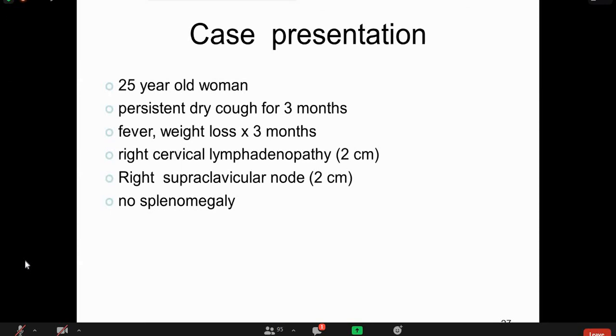Now let us focus on this young woman who is 25 years old, having persistent dry cough for 3 months, fever, weight loss for 3 months, right cervical lymphadenopathy. The greatest one is 2 centimeters enlarged, right supraclavicular lymphadenopathy. Again, the greatest one is 2 centimeters enlarged, no splenomegaly. So, what is coming to your mind?